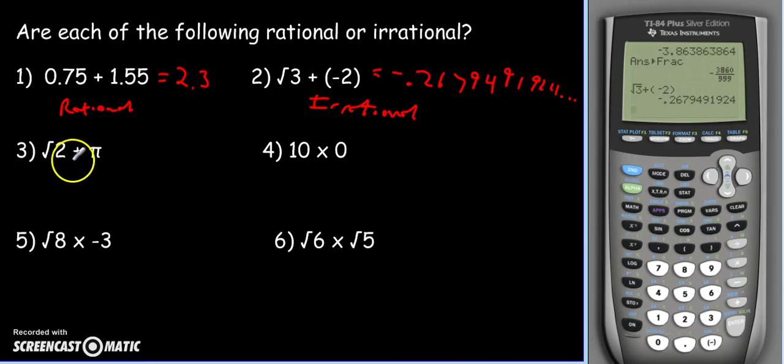All right. How about radical 2 plus pi? Oh, just to point out, this is a rational number and an irrational number. Together they made a rational number. Here we had an irrational number and a rational number. Together they made an irrational number. These are 2 different irrational numbers. If we add those, let's try it.